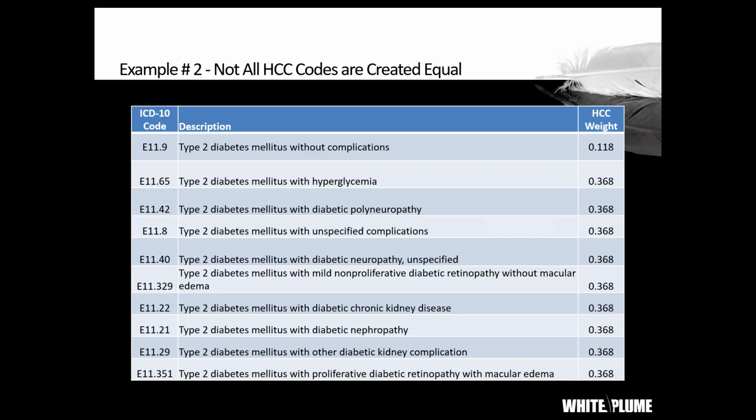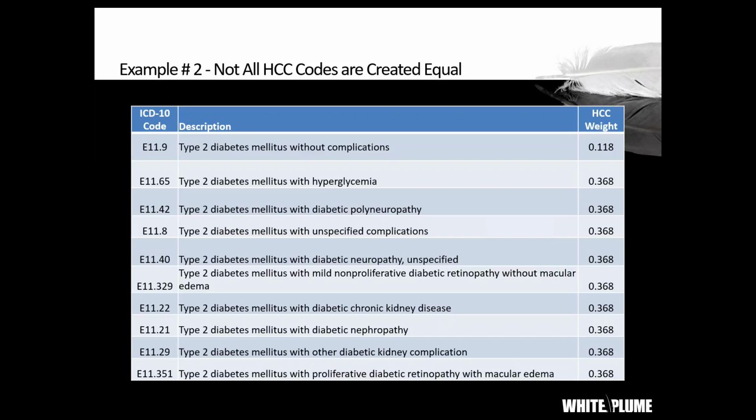For those of you who are Sesame Street fans, you can see the type 2 diabetes without complications, E11.9, the most frequently used HCC code, has a weight 3 times less than the other type 2 diabetes with complications. Even if you don't know what the complications are, E11.8, type 2 diabetes with unspecified complications, that has 3 times the HCC weight, 3 times the patient acuity value that type 2 diabetes without complications has. So not all HCC codes are created equally.